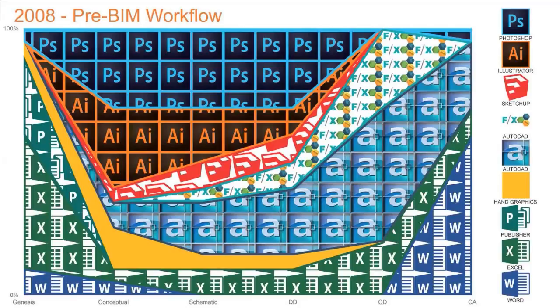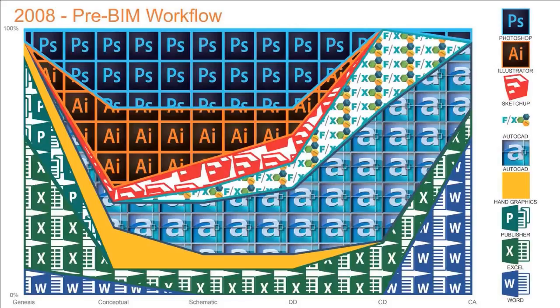Another thing is that prior to 2008, I just wanted to show an example of what our workflow looked like. On the bottom here, you can see this graph shows, again, from genesis to construction administration, the composition of the different software we used during that process. One of the things I want you to pay attention to here is the reliance on Photoshop and Illustrator early in design, and SketchUp.